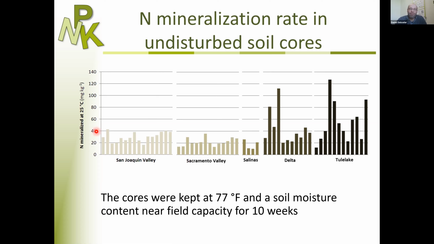On the y-axis is the amount, and each bar represents 1 soil sample. And you can see very easily the soils in the Delta and Tule Lake that have a higher soil organic matter content, they mineralize much more nitrogen. And nitrogen mineralization was lower in the Central Valley and Salinas Valley. The soils here in the Salinas Valley had relatively low nitrogen mineralization rates, although I wouldn't generalize that. I think that was just the sites we sampled. So I wouldn't conclude based on this data that nitrogen mineralization is lower in the Salinas Valley. And I'll come back to that in a moment.